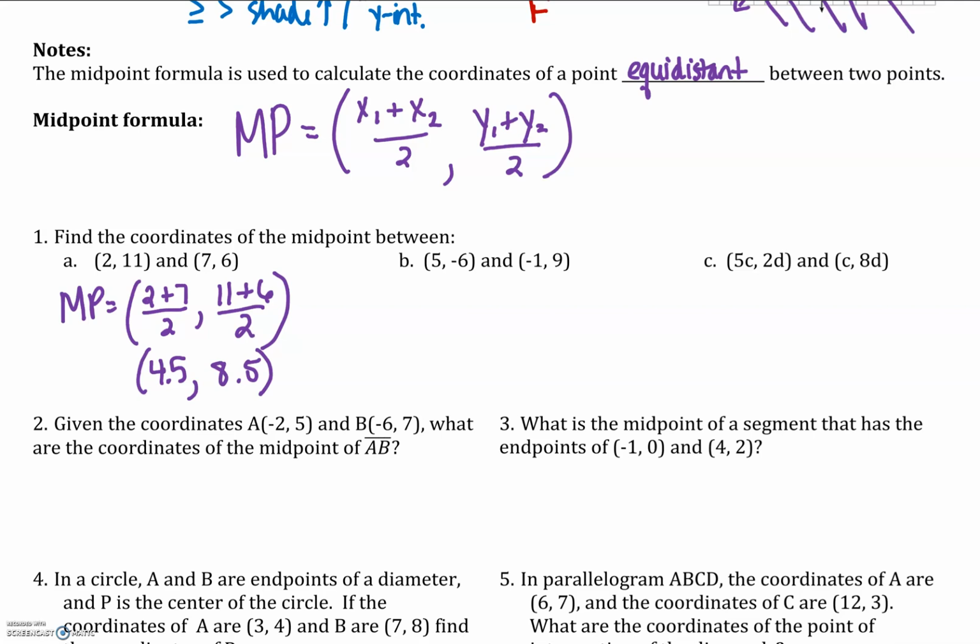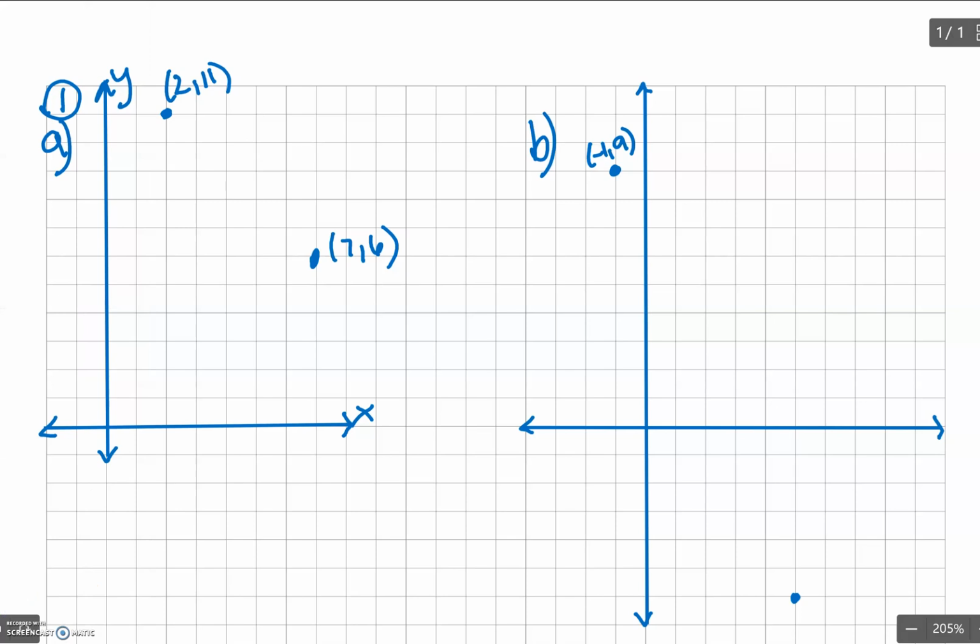We could also do this graphically. So I've graphed those same points here on a random axis. If I wanted to find the midpoint, I'd be figuring out how far away they are vertically and horizontally and cutting that distance in half. So I'd have to go down 2, 3, 4, 5 and cut that in half to be down 2.5. And the horizontal distance between them is 1, 2, 3, 4, 5 as well.